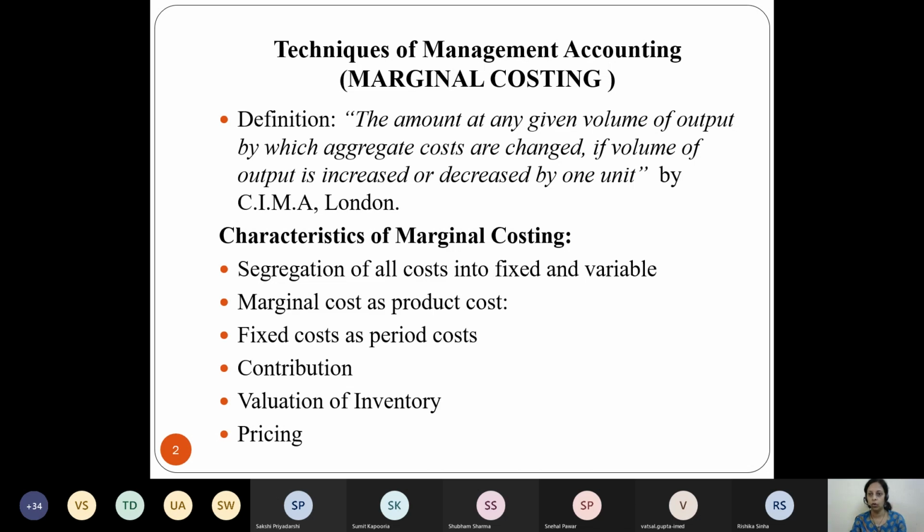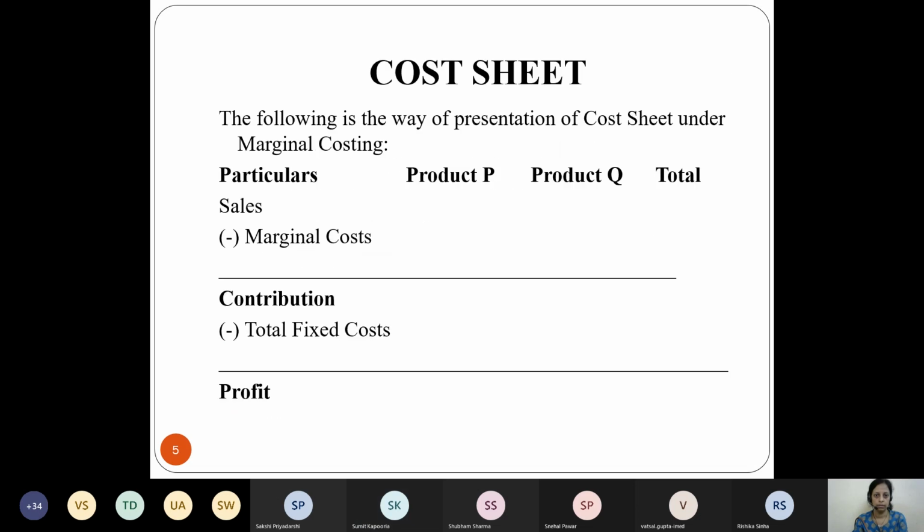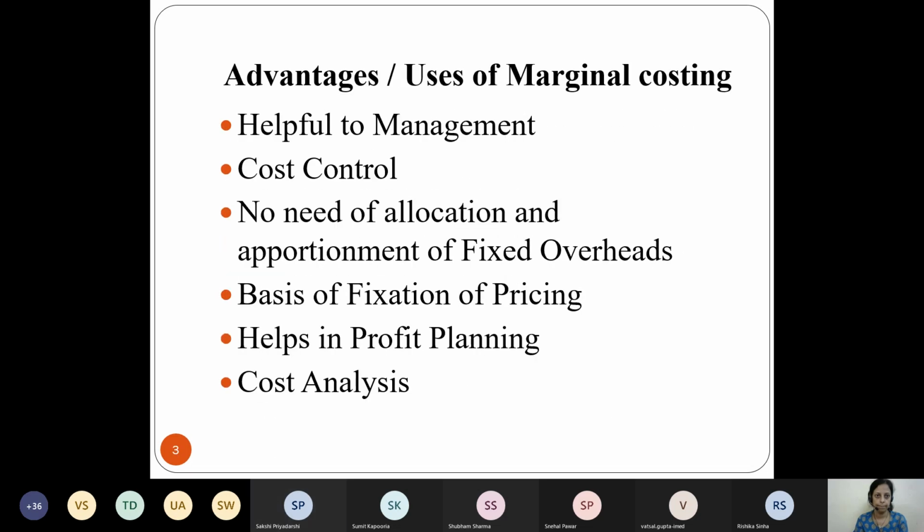Just tell me, have you followed the concept of marginal cost? Yes, ma'am. Can you see the PPT? Yes, ma'am.